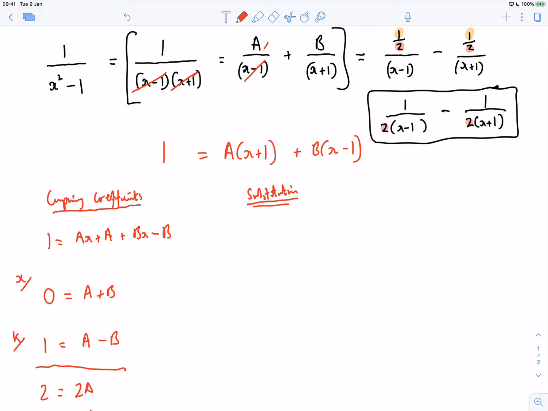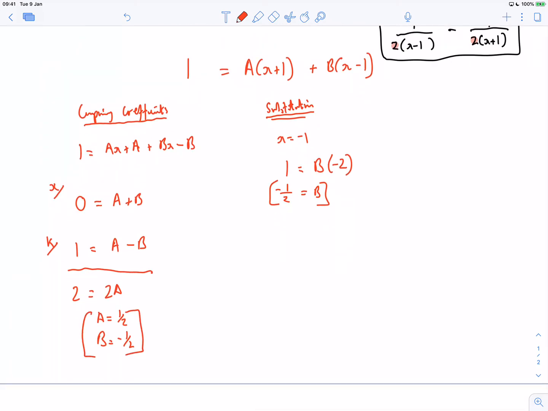Okay, and this is generally the quicker way, but it doesn't work all the time, and I'll talk about when it doesn't work. So suppose I want the a term to disappear, so I'm just left with b's. What must x be so that this term disappears? Well, if x equals minus 1, then the left-hand side is 1, this term disappears, and I've got b, lots of minus 1, which is minus 2, so b times minus 2 is 1, so b equals minus 1 over 2. And indeed, that's what b was down here, so that's looking good.